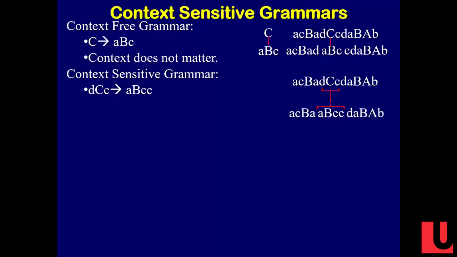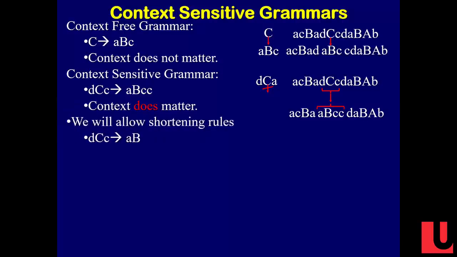So here's an example, and it says you can replace the BCC with the ABCC, right? But if it appears in a different context, then you're not allowed to replace it, right? Does that make sense? And context matters. If you look in the books, sometimes context-sensitive grammars allow shortening rules, and sometimes they don't. If you don't have a shortening rule, then the string that you're parsing keeps getting longer and longer. But we're going to allow shortening rules as well, and then that gives us even more power. In fact, we have as much power as a Turing machine.